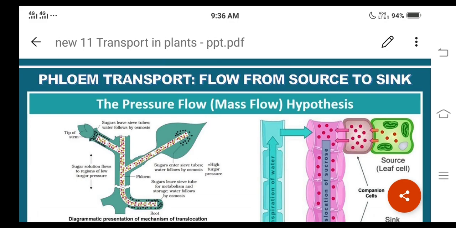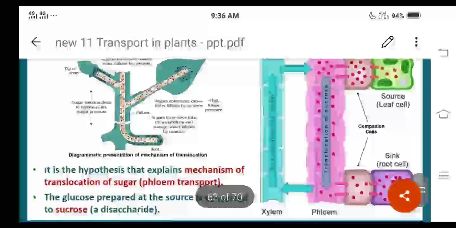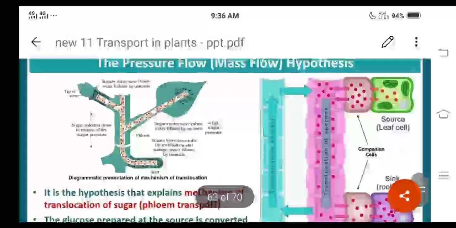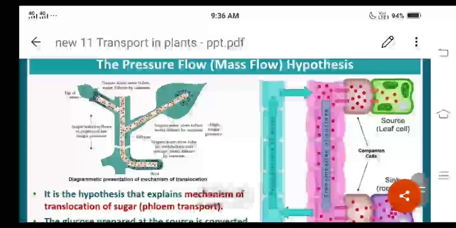And remember, this hypothesis was proposed by a scientist called Ernst Munch and it was elaborated by one more scientist called Crafts. Before understanding the mechanism, let us understand the structure of xylem and phloem.